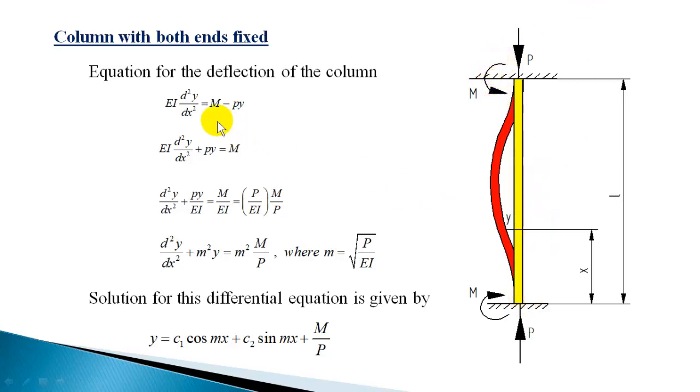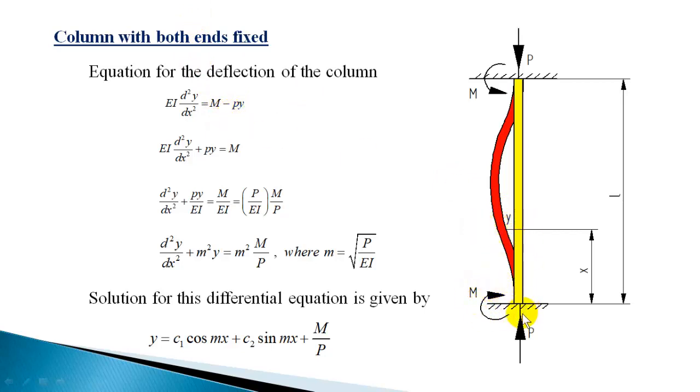Now we can write the equation for the deflected curve. EI d square y by dx square is equal to the total bending moment at this section. We are taking a section at a distance x. EI d square y by dx square is plus M. So I am taking the moment of all forces with respect to the bottom of this section. So plus M minus P into y. So plus M minus Py, that is the total bending moment acting at this section.